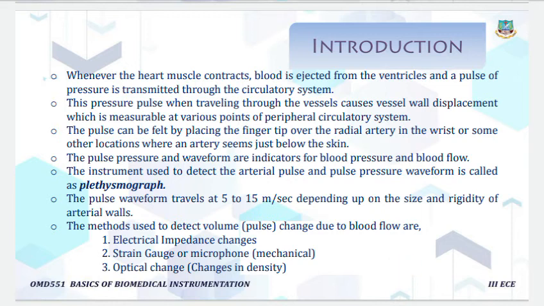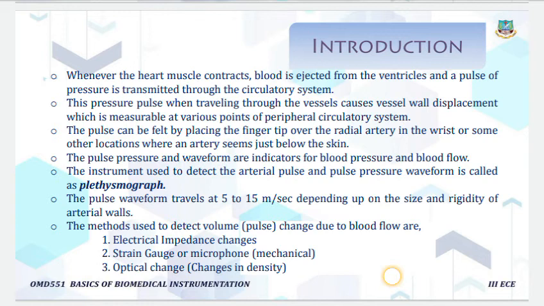So this pulse waveform travels. We know when the blood is ejected from the ventricle, this blood will flow through the blood vessels, right? The pulse travels at a rate of 5 to 15 meters per second, depending on the size and rigidity of the arterial wall. The size of the arterial wall will depend on the nature of our body; it will be small or large depending on the body.